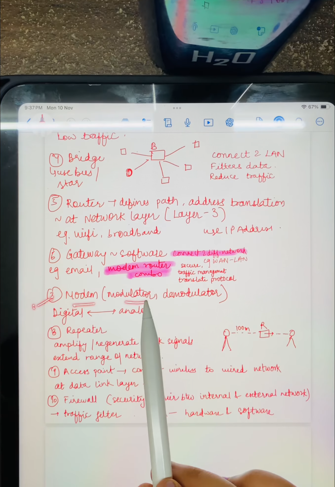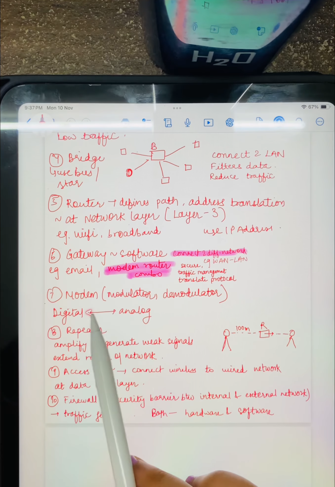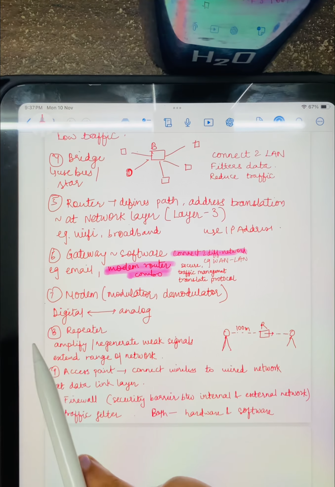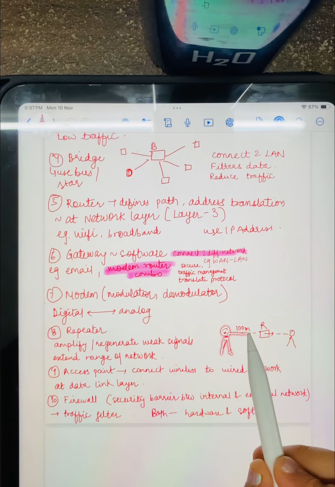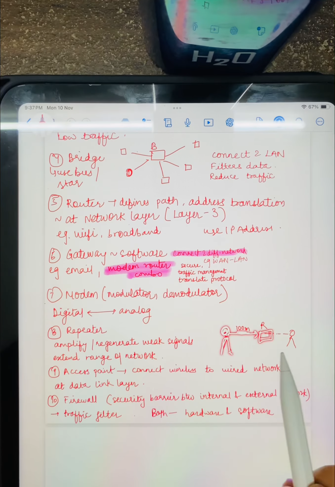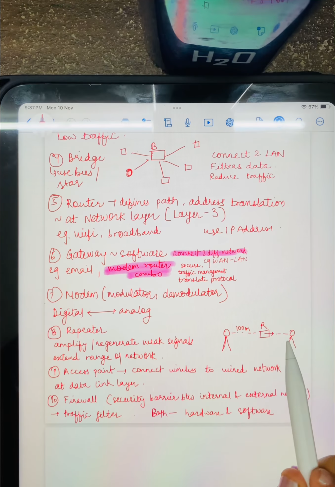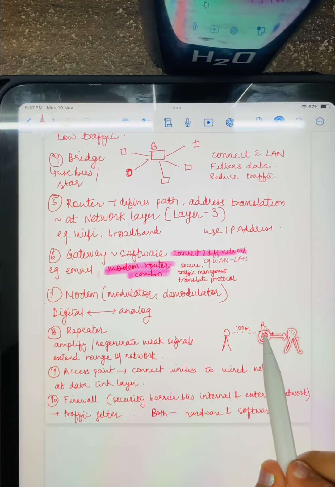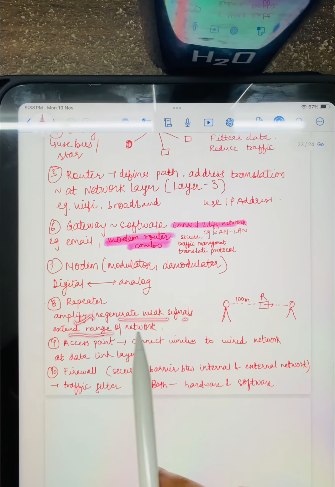7th is the modem, modulator, demodulator, converting digital to analog and vice versa. 8th is the repeater. If this is the network, and it can send the data here till 100 meters. So the repeater again resends this another 100 meters to be received by this network. So repeater further amplifies the data. Amplify or regenerate weak signals. It extends the range of network.